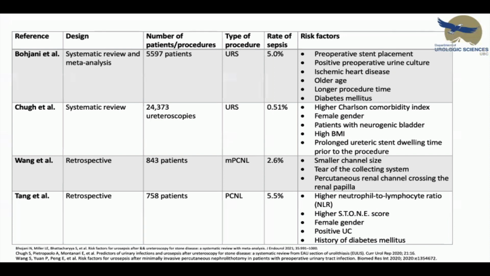While in PCNL, Wang and colleagues evaluated 843 patients in mini percutaneous nephrolithotomy, and they found that smaller channel size, such as mini or micro PCNL, and intraoperative events like tear of the collecting system and percutaneous renal channel crossing the renal papilla are risk factors. In another retrospective study, 758 patients who underwent PCNL were evaluated, and they found that higher neutrophil to lymphocyte ratio, higher stone score, female gender, positive preoperative urine culture, and history of diabetes are risk factors for increased postoperative complication.